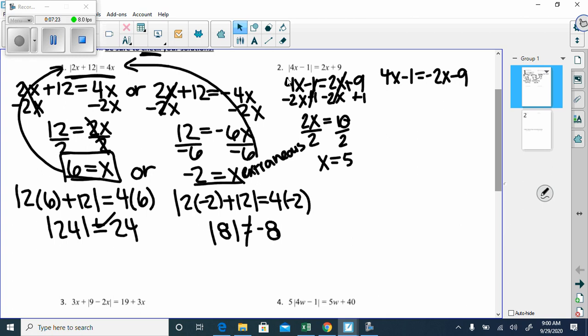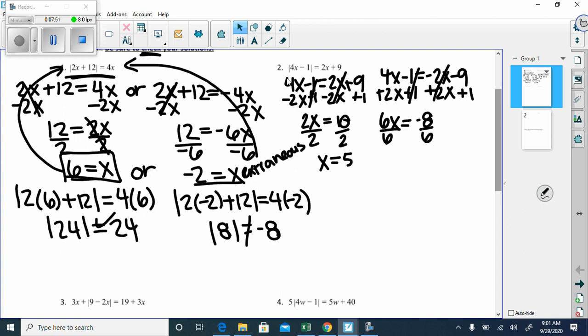Now I gotta solve the second equation. So maybe you started it the same way, moving the 2x. So this time I'm adding 2x. And 4x plus 2x is going to give us, and then I have to add the 1. This time when I add 1, I get good. Alright, and then I divide by 6.